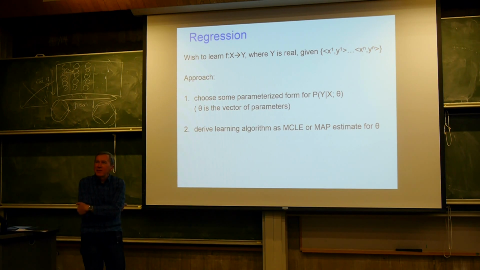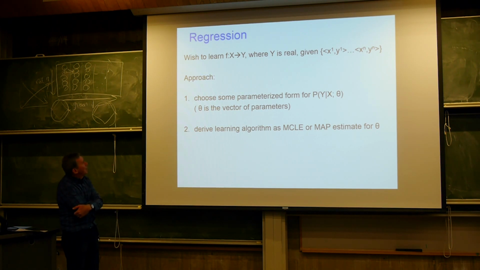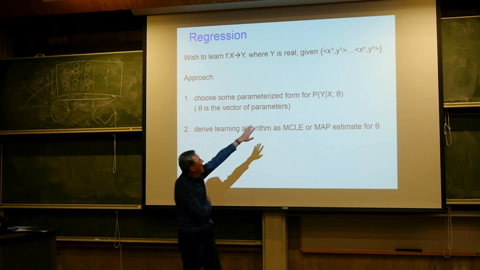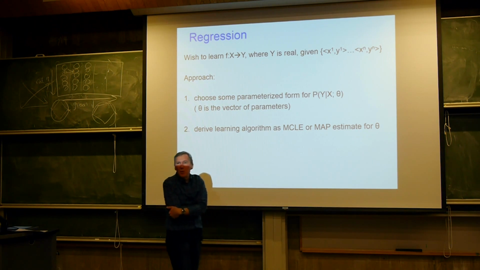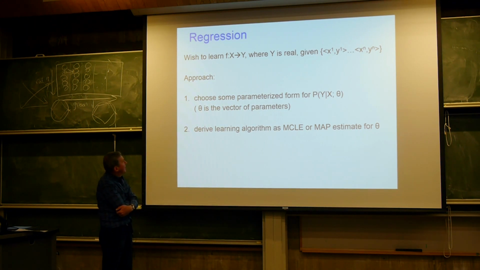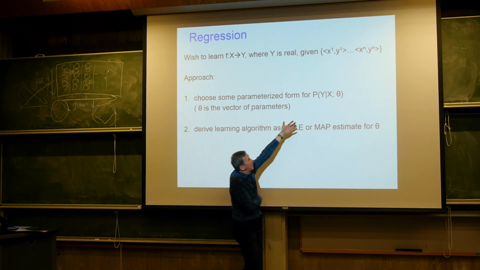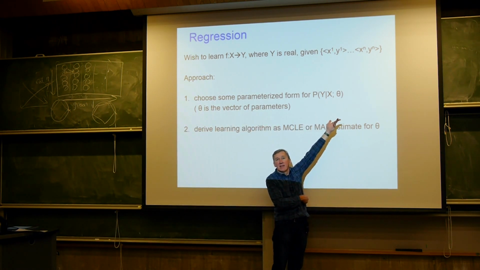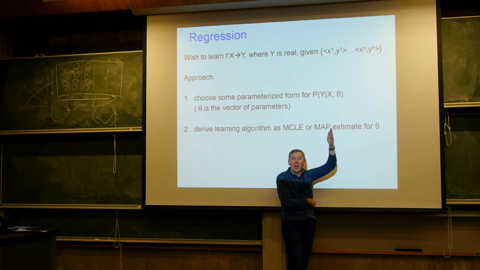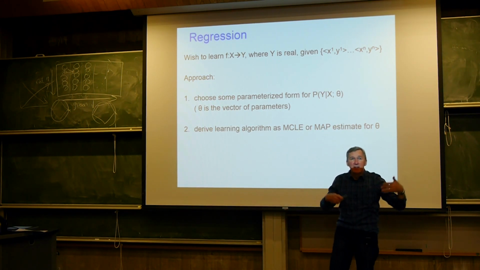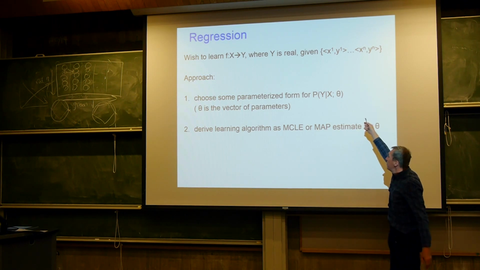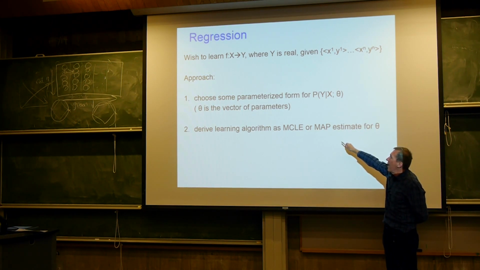Here's the approach we're going to use. It's the very same approach we've used for everything for the last week and a half. If we want to learn some function from x to y, and we're given training examples 1 through n, then let's do what we've done before. We'll choose some parameterized form for the probability of y given x. Of course, y now is going to be a continuous random variable, so we'll have to take that into account when we're making this up. And then we'll just derive a learning algorithm.